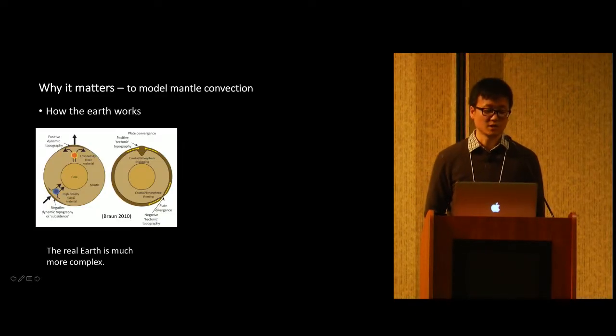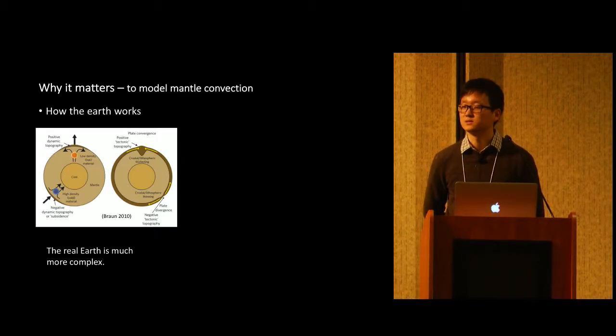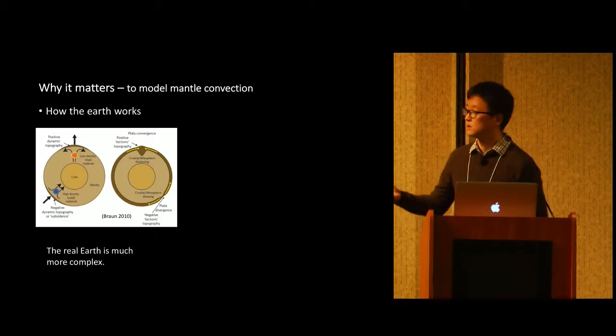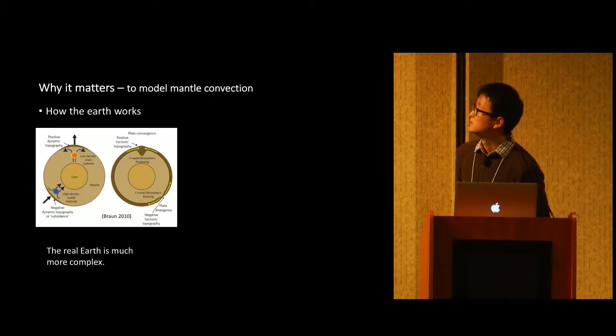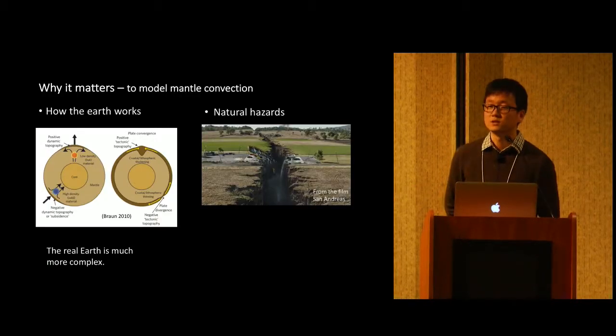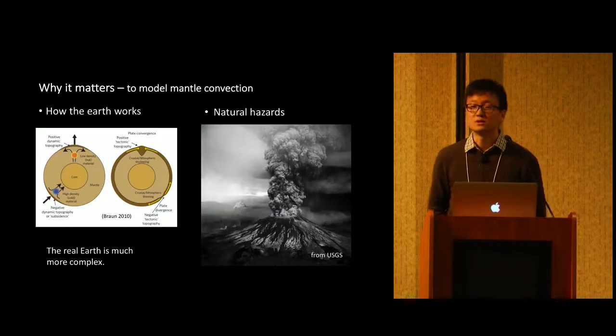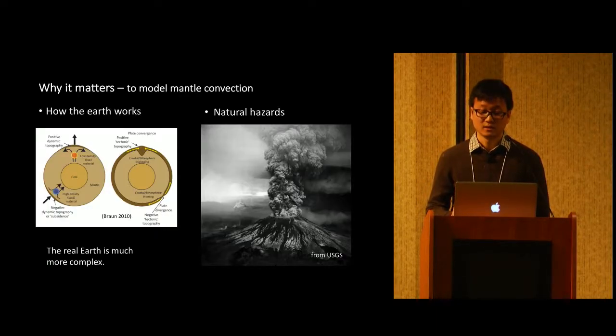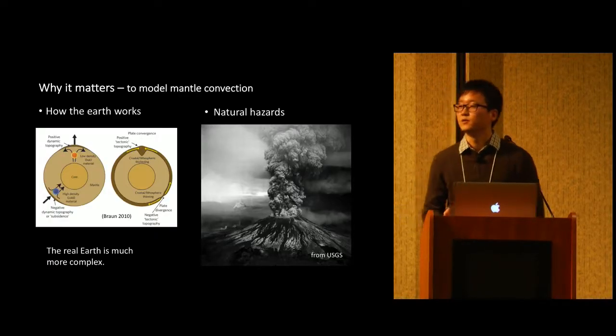But the real Earth is much more complex. By modeling mantle convection, we can discuss in more detail the mechanism of mantle convection. Also, there are a lot of natural hazards in this world, such as earthquakes and volcanism. By simulating mantle convection, we can have an idea of how this happens, although we cannot predict them at present.